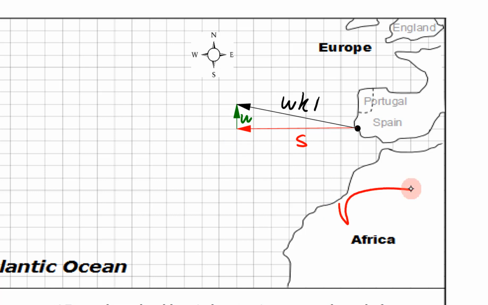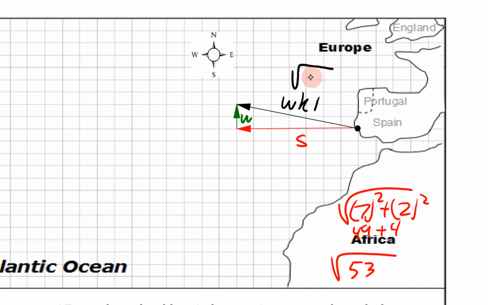This would be the square root of, horizontal component is 7, so we'd square that. Vertical component is 2, so we'd square that. So we end up with, let's see, this would be 49 plus 4, so this is going to be the square root of 53. So we'd say that this distance right here is the square root of 53, all right?